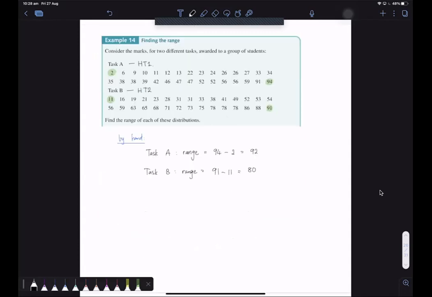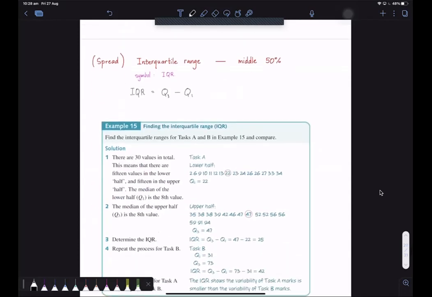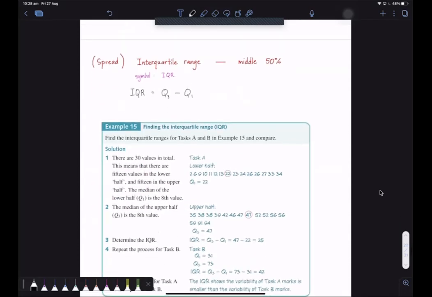Awesome. Yeah, I remember how to do it. Just the biggest number minus the smallest number. So that's how we measure the spread.